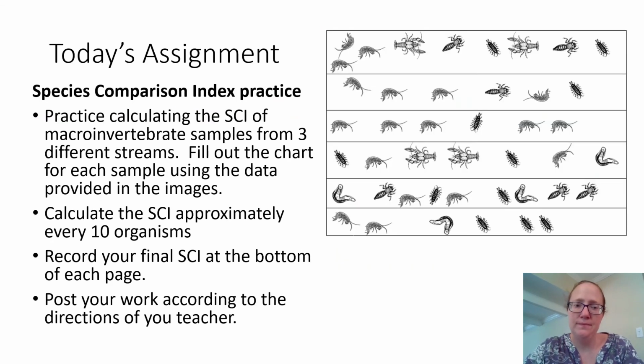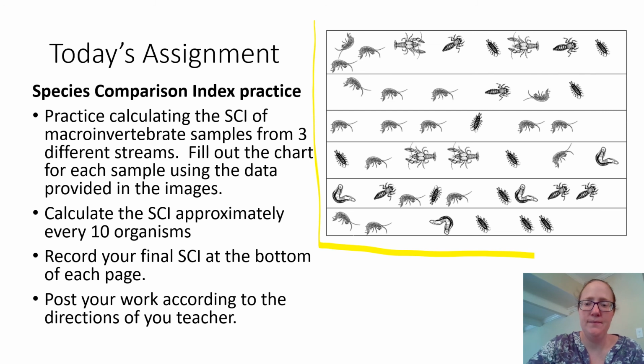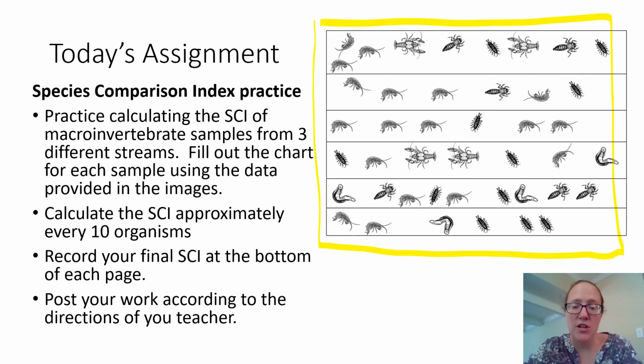Now, what you're going to do for today's assignment, you are going to be actually practicing calculating the species comparison index with 3 sets of sample data from 3 imaginary streams that we gave you the data for. So you're going to get a picture that looks like this. And in this case, we used pictures of the actual organisms to make it easier and clearer for you. But remember, we'd probably be releasing these organisms into the stream and using beads or something to represent these organisms if we were actually doing it at school. But for now, just look at the pictures.